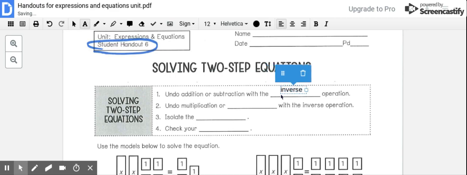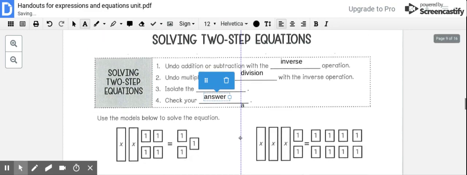That meant when we decided that it was multiplying by something, then we divided by that number. And we undo multiplication or division with the inverse operations. We have to isolate the variable. We're trying to get that variable by itself to be like a 1x or a 1 whatever it is. And now we're going to talk about checking our answer to make sure it makes sense.